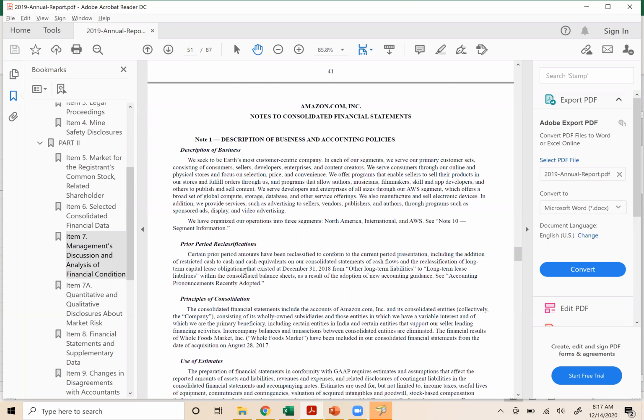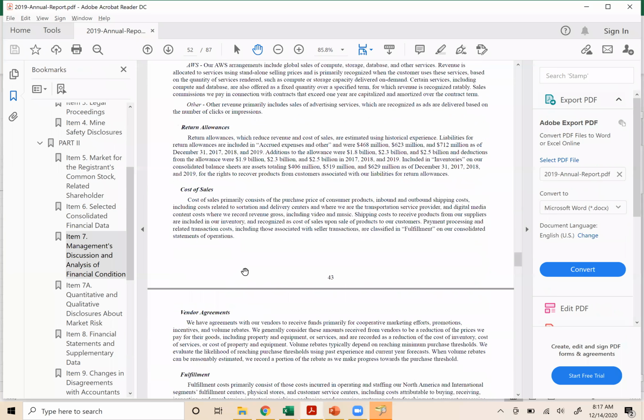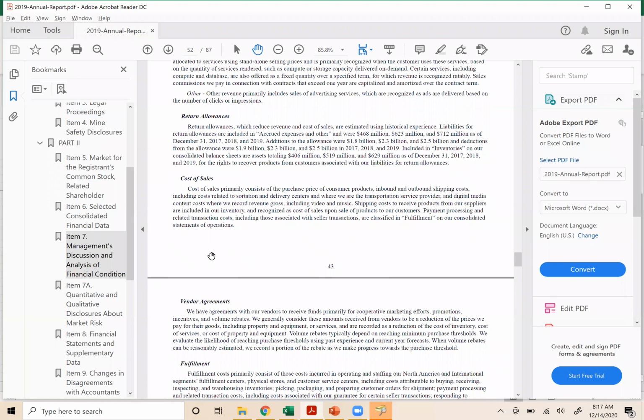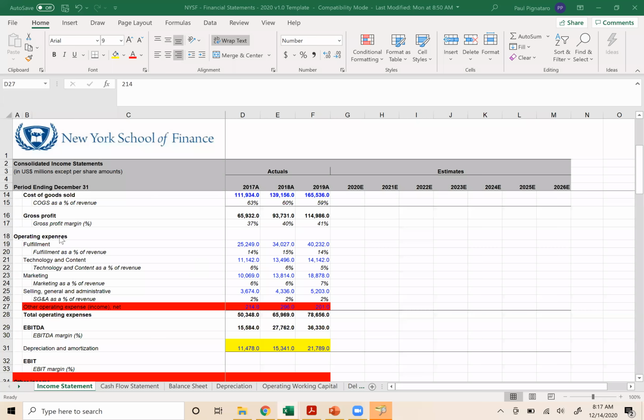So they say, description of the business. Okay, well, I really want a description of revenue. Okay, cost of sales. I quickly scanned to see, does it include depreciation? And actually, when reading this, purchase price, consumer products, this is really the cost of, they are buying products and reselling. Doesn't seem depreciation related. Fulfillment, payment processing costs. So I went to the next one. Fulfillment. This is one of the major operating expense costs.